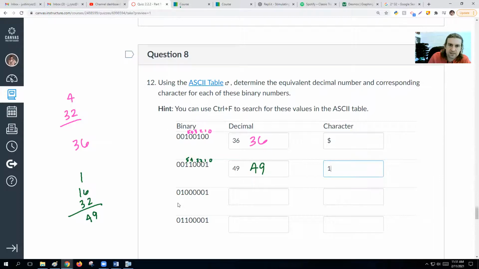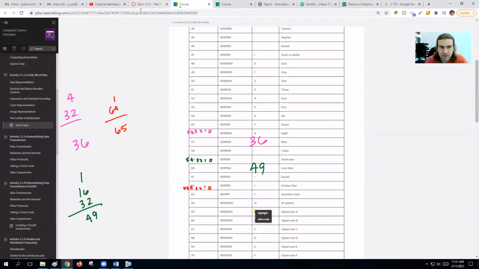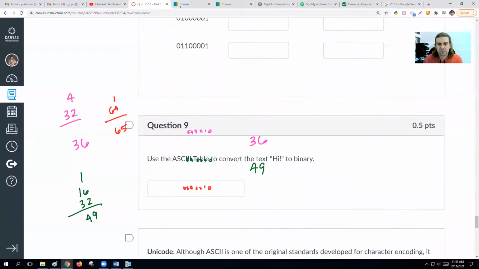What about this next one here? What does this represent? We have a 0, then a 1, and then 1, 2, 3, 4, 5, 6. 2 to the 6th power is 64, so that's 65. We go through here, look at our chart, scrolling down, and 65 is the uppercase A. So complete that table here. I think you guys can be all right.